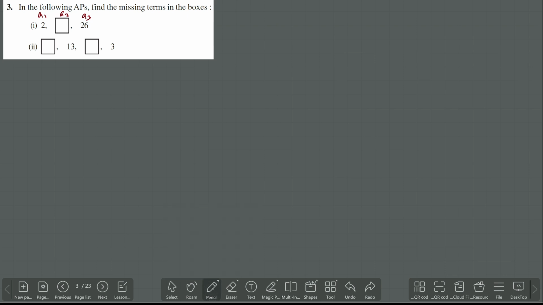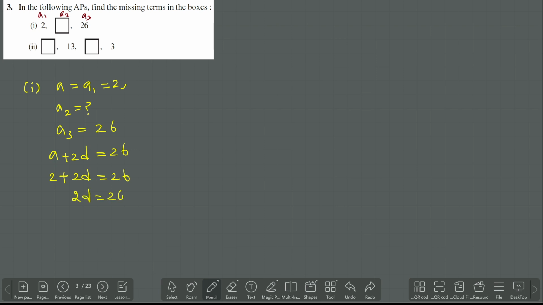A2 I want to find. So, in the first question, A1 they have given as 2. A2 is a question mark. And A3, what have they given? 26. A3 in the sense, what do I know? A plus 2D, which is equal to 26. A value I know, am I right? It's given. What is the A value? 2 plus 2 times D equal to 26. Send the 2 plus to the opposite side. What am I getting? 26 minus 2, which is equal to 24.